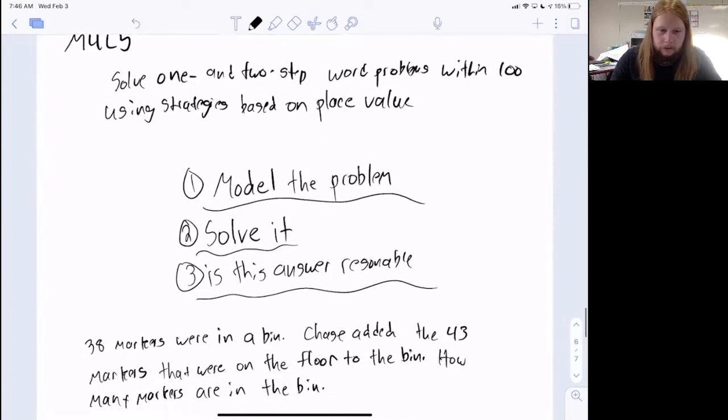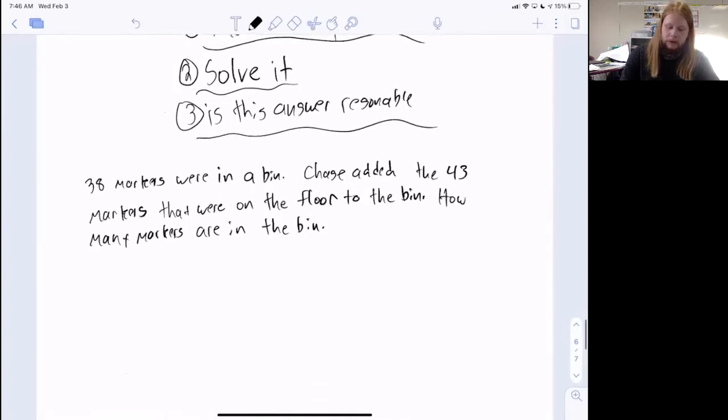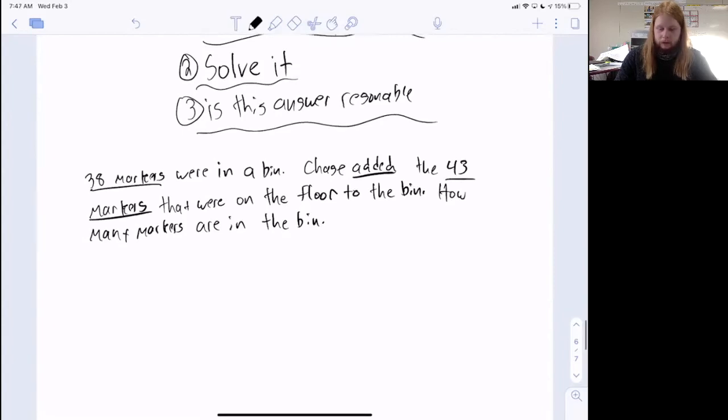All right, cool. So we have 38 markers were in a bin, and Chase added the 43 markers that were on the floor to the bin. How many markers are in the bin? Well, a good key to what we need to do is the word added, which means we need to combine them together. We need to add them together. So we have 38 markers and we have 43 markers that were on the floor. So which numbers do we need to add? The 38 and the 43.